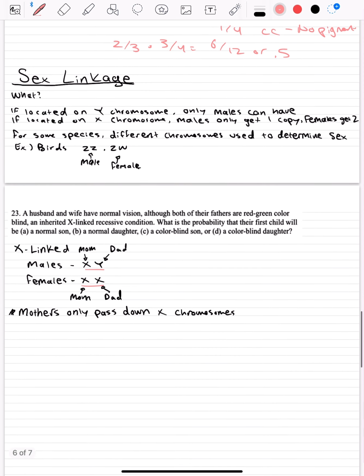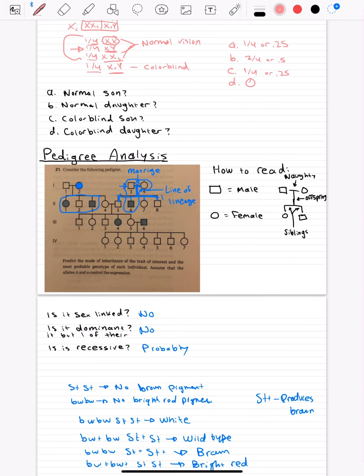Alright, going on to sex linkage. What is sex linkage? Well, as the name suggests, there are genes located on sex chromosomes.